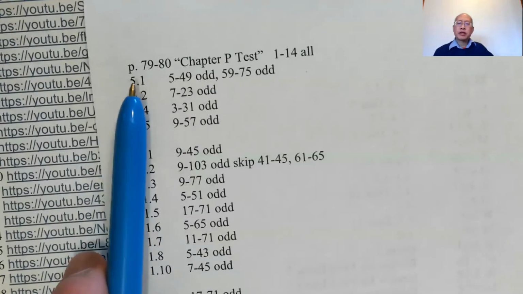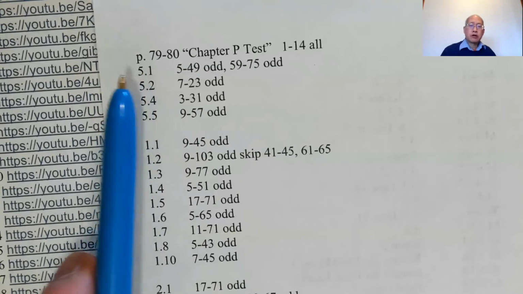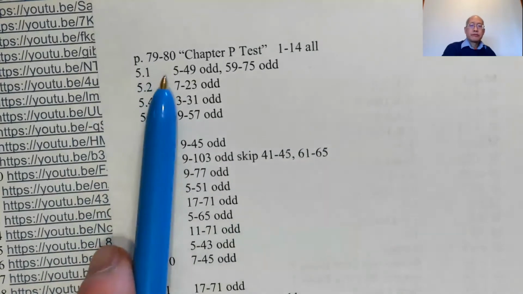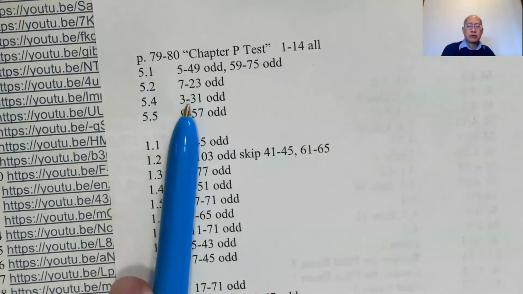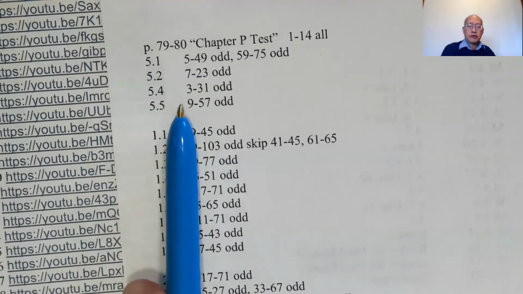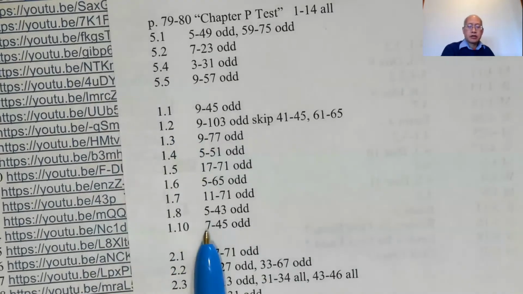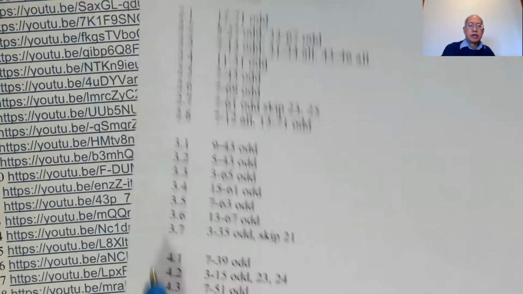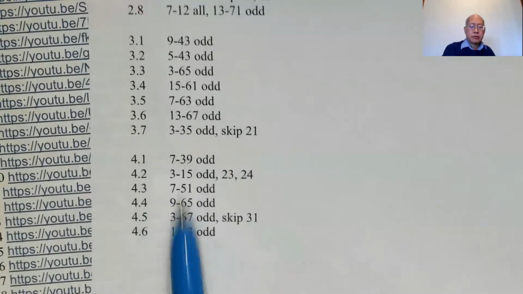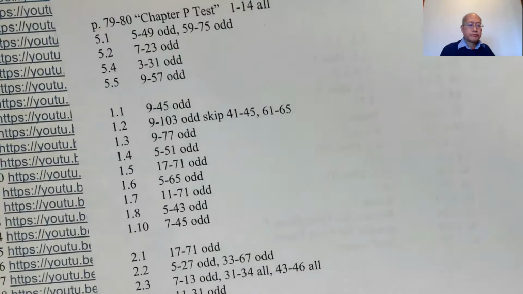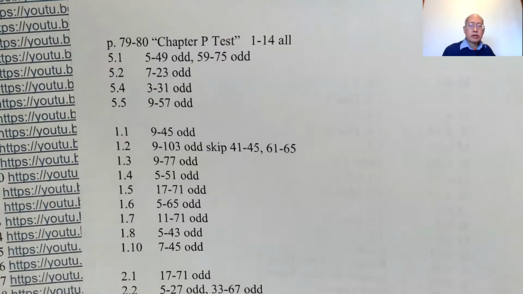Here's a list of all the homework assignments. So the whole semester's worth. Here are the problems that you're supposed to do. So this is the coverage for the first test. Then there's a chapter 1 test, chapter 2 test, chapter 3 test, chapter 4 test. All right. So here's all the homework assignments.